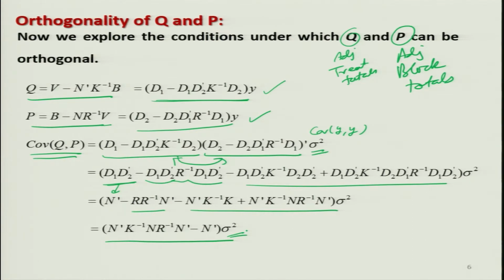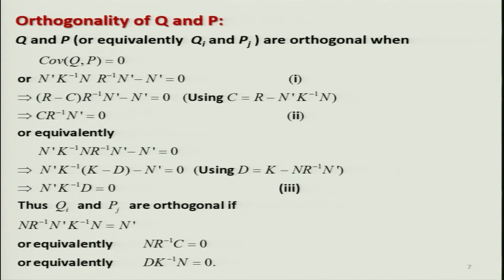Now, this is the covariance between Q and P, right, and can you really say that it is going to be 0 or a null matrix or null vector? You cannot say anything in general, unless and until some specific cases happen. So, now you can see here that Q and P, or equivalently Qi and Pj, are orthogonal when the covariance between Q and P is equal to a null matrix.